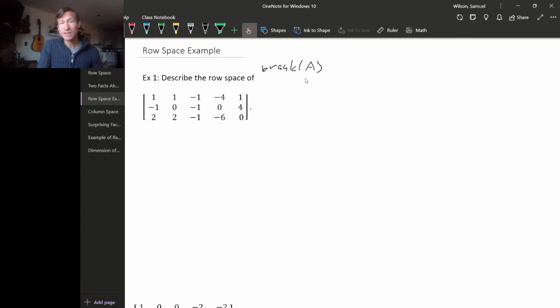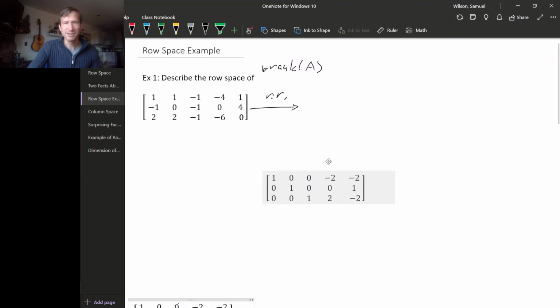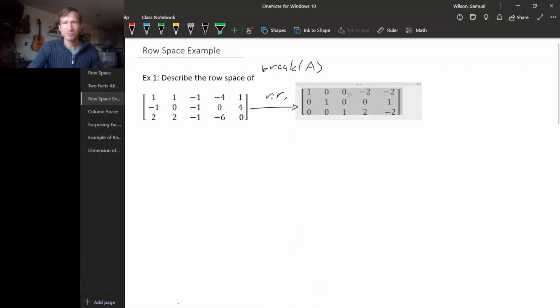So we know to do this, we can find a basis for the row space of this matrix just by taking the non-zero rows after we've done row reduction, right? So let's do row reduction. And I was thinking ahead, and I have the result of row reduction right down here. So there's the reduced row echelon form for this matrix.